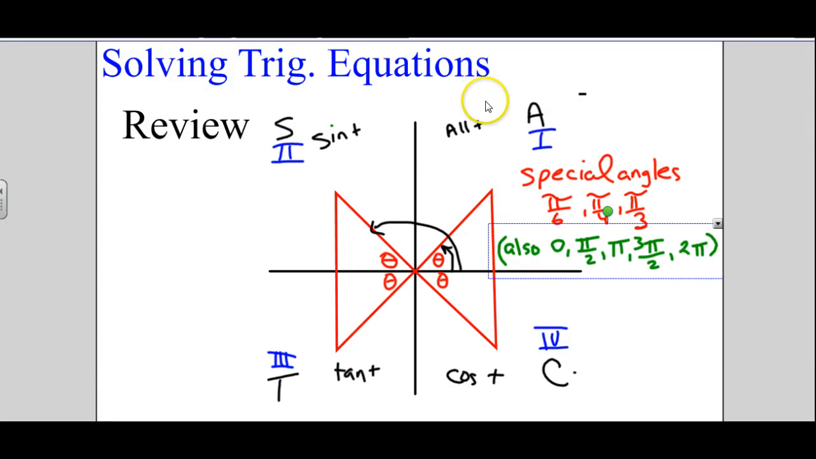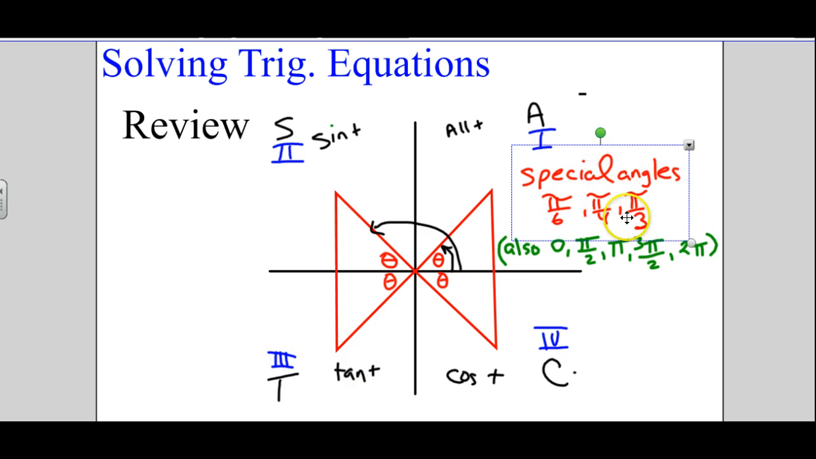Okay, so looking at solving trig equations, just some general review stuff that will come into play with these. CAST rule: cosine is positive down here in the fourth quadrant. All ratios are positive in the first quadrant. Second quadrant, sine is positive. Third quadrant, tan is positive.